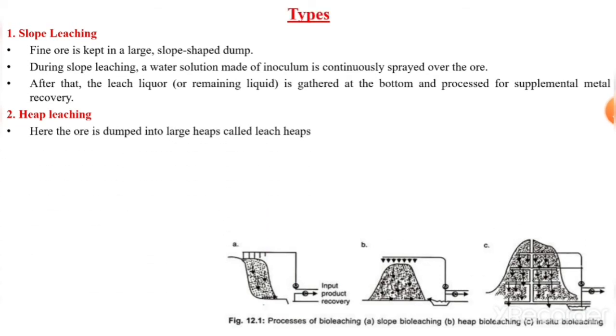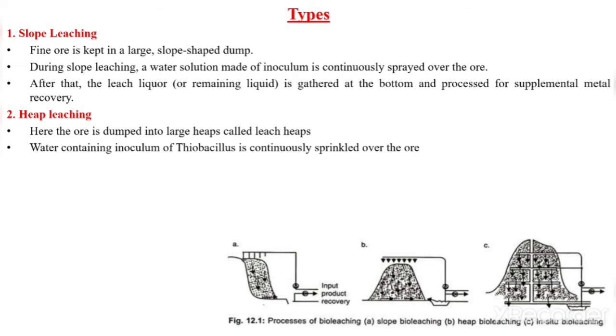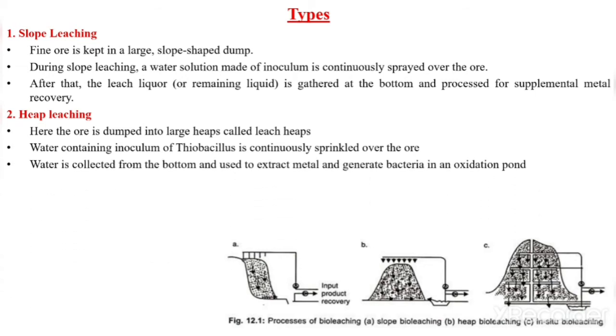Next is heap leaching. Here the ore is dumped into large heaps called leach heaps. Water containing inoculums of Thiobacillus is continuously sprinkled over the ore. Water is collected from the bottom and used to extract metal and generate bacteria in an oxidation pond.